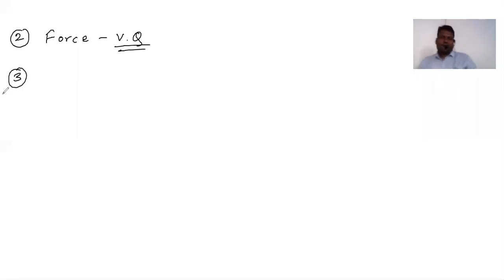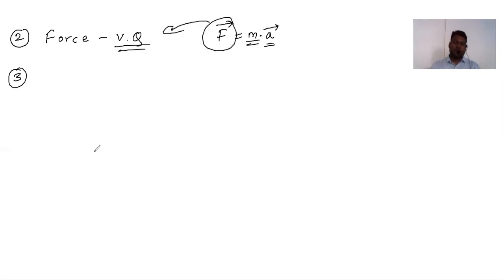The second note we are going to take. Basically we should know, everyone knows, that force is a vector quantity. Because acceleration is a vector quantity and we are multiplying it with a scalar quantity, the resultant we get is a vector quantity. So that is why we said that force is a vector quantity.